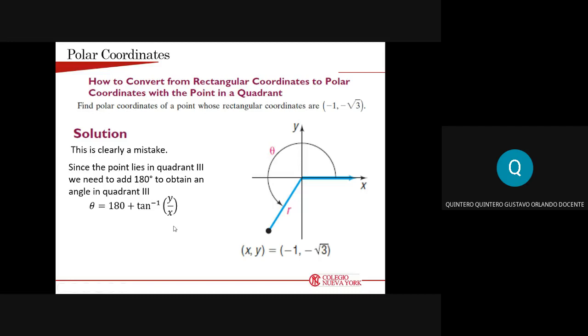Take a look at this. This is how you do it. This is the new formula for quadrant 3. Simply put this in the calculator, but with the correction. Again, with the correction. And you're going to get that the answer is 180 degrees plus 60 degrees. The real answer, 240 degrees, which is the angle that we were expecting. All right?